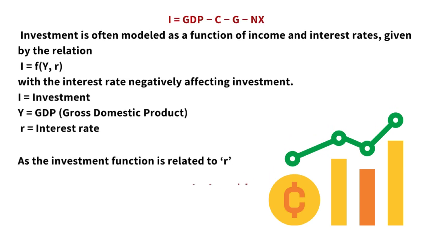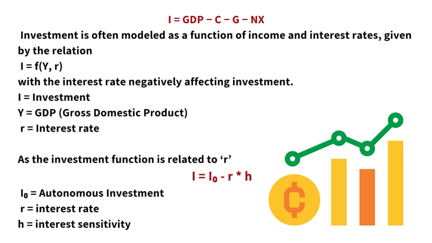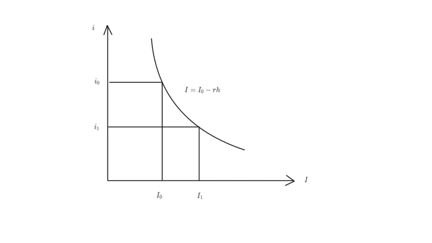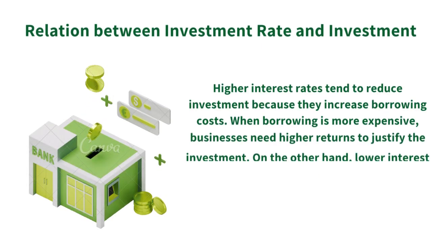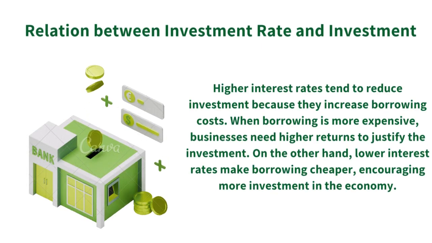The formula: I equals GDP minus C minus G minus NX. I equals function of y comma r, with the interest rate negatively affecting investment. As the investment function is related to r, I equals I naught minus r into h. If you look at the graph, you will better understand the relationship between interest rate and investment.